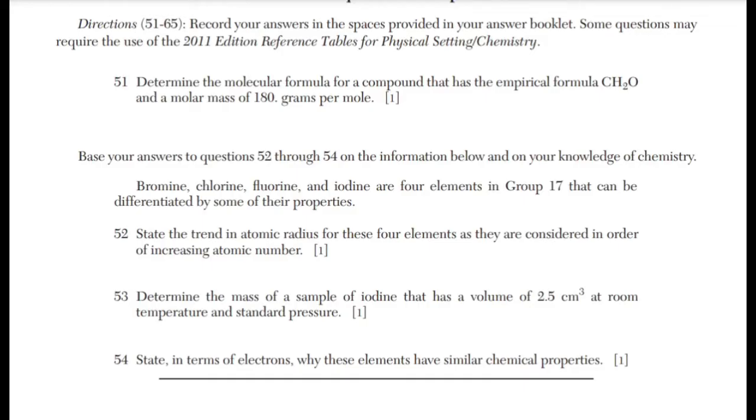C has an atomic mass of 12 u, H has an atomic mass of 1 u, but there are 2 H atoms, which is 2 u. O has an atomic mass of 16 u. 12 plus 2 plus 16 is equal to 30.